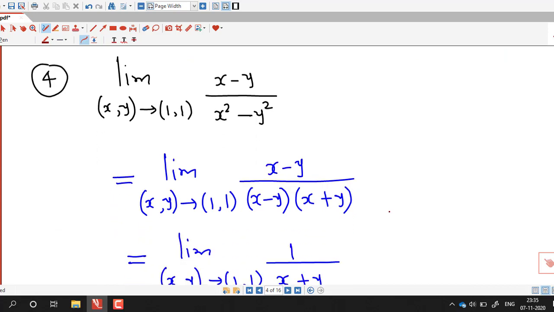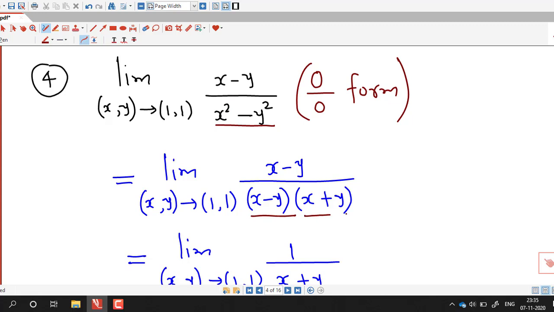Another example, limit of x minus y over x square minus y square. Here also, if we put x equal to 1, y equal to 1 directly, we will have 0 by 0 form. So we try to cancel out common factors if possible. So this x square minus y square can be written as x minus y times x plus y. And so that x minus y will cancel out.